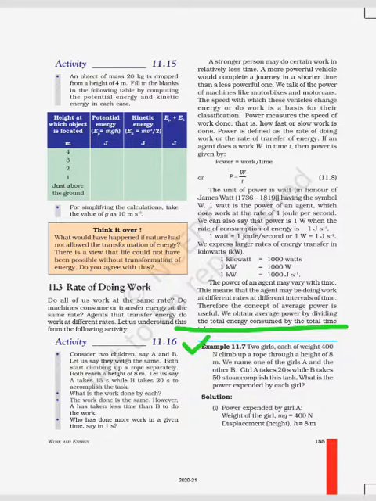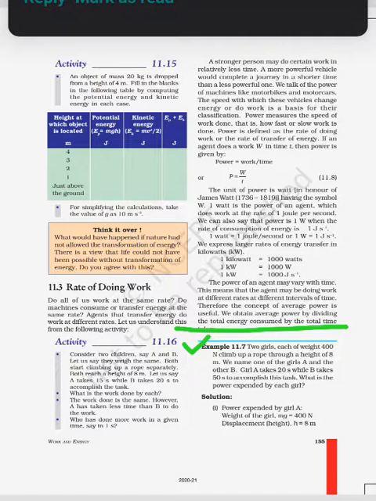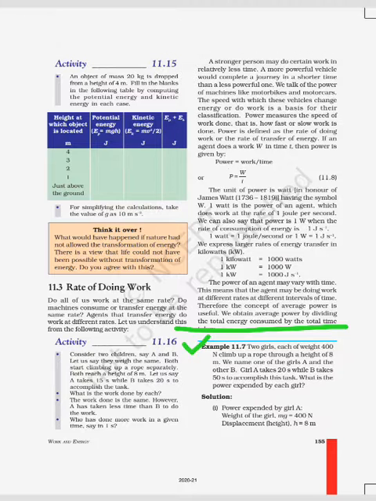What is that example? The two girls, each of weight 400 Newton. So weight is given. Weight means mg, mass into g, is 400 Newton. They climb up a rope through a height of 8 meter. We name one of the girls A and the other B. Girl A takes 20 seconds while girl B takes 50 seconds to accomplish this task. What is the power expended by each girl?